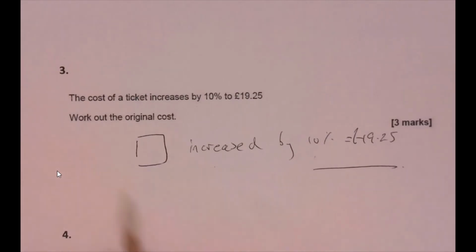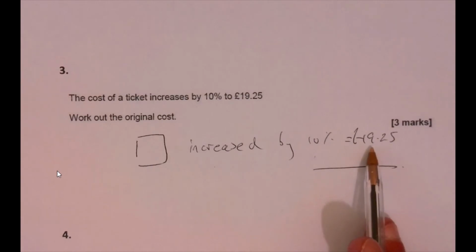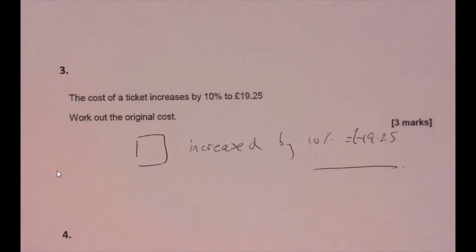So then we're going to undo that. This is called a reverse percentage problem. It's not just take 10% off of that. That will not get you to the right answer. You won't actually get any marks for that at all. You've got to do this in reverse.